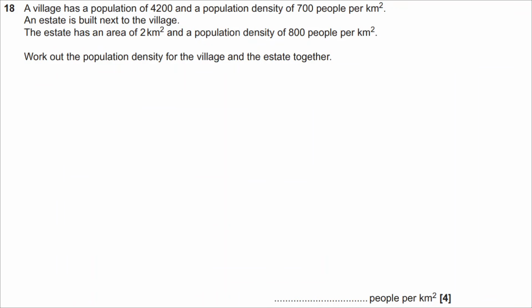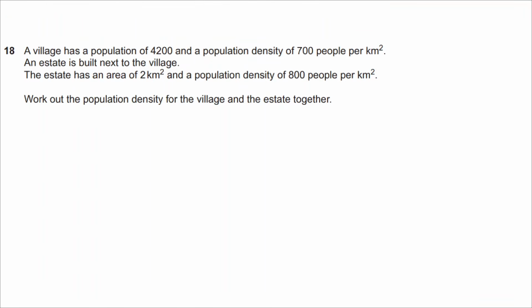Good. Question 18. A village has a population of 4,200 and a population density of 700 people per kilometre squared. An estate is built next to the village, and the estate has an area of this and a population density of this. Wow, I haven't looked at these kind of questions in a long time. There's loads of words here, but they always look more complicated than what they are.